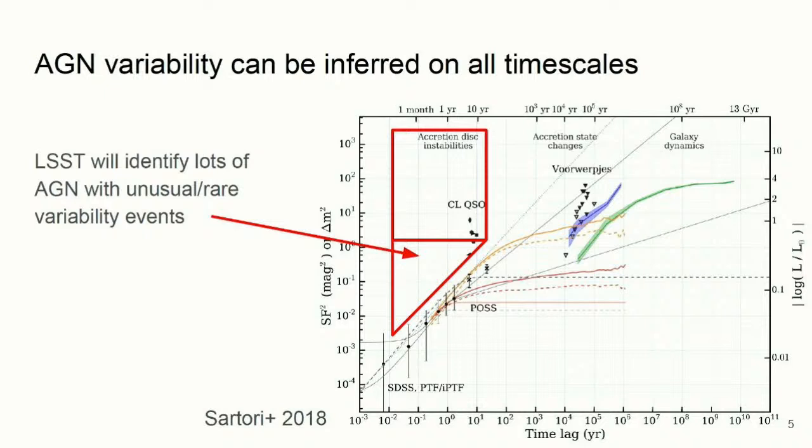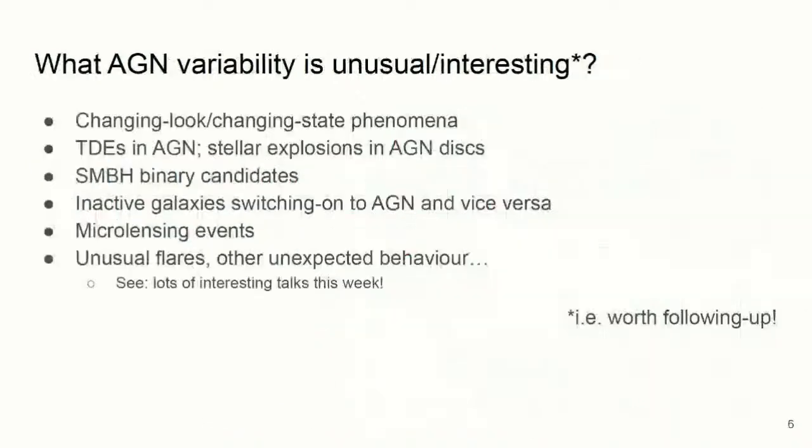As we heard yesterday, most AGN do vary and do produce alerts already in ZTF, above some magnitude. And so when we're trying to select unusual, rare variability events from an alert stream, we need to have in mind some sort of baseline.